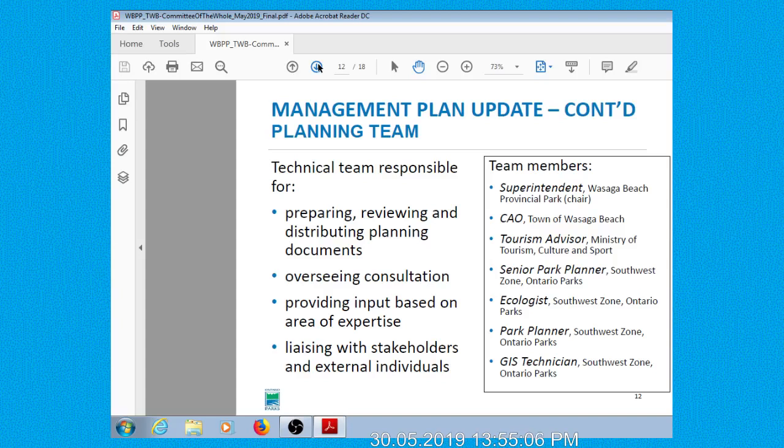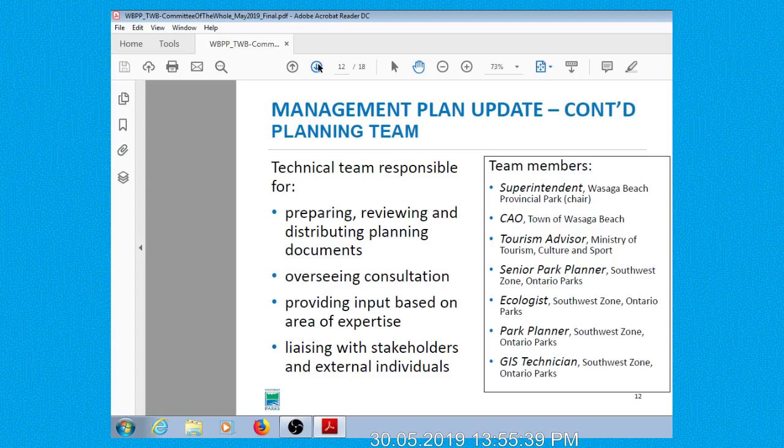Okay, I'll charge along. We have a planning team that's been put together for this planning process. The team members are the park superintendent, George, our CAO, representative of the town of Wasaga Beach, a tourism industry advisor from the Ministry of Tourism, Culture and Sport, a senior park planner with the Southwest Zone, an ecologist, myself as park planner, and a GIS technician. So it's a technical team. It's a fairly small team, but it has broad representation from a range of different sources.